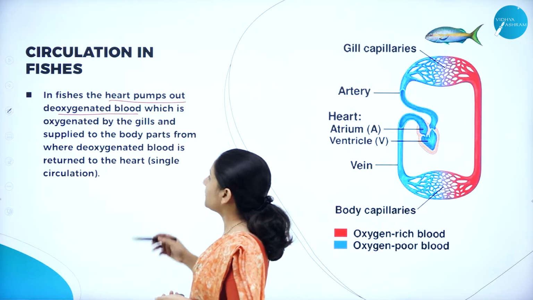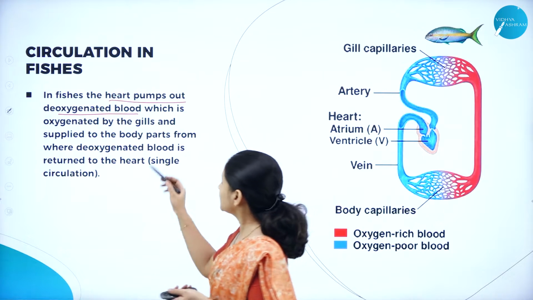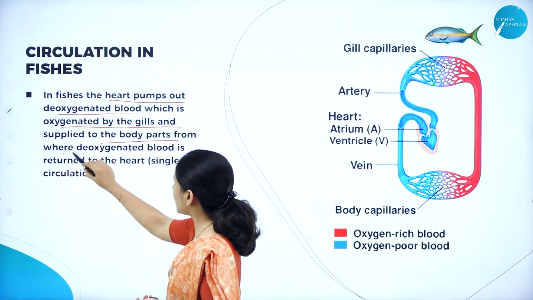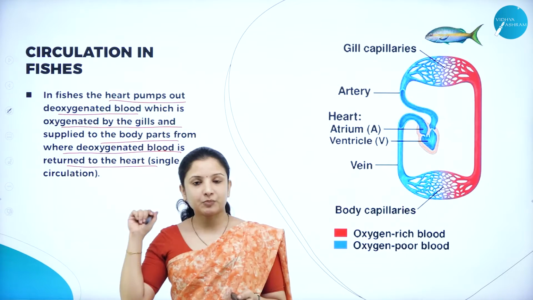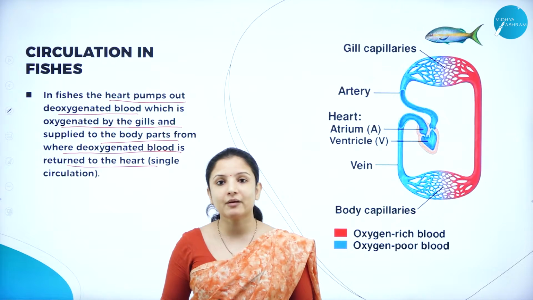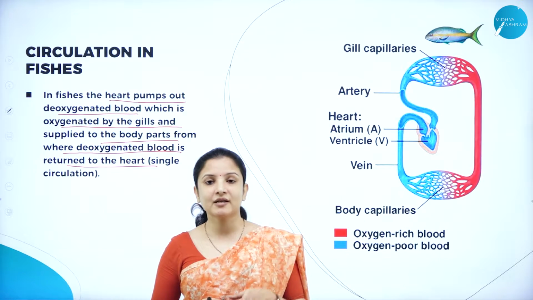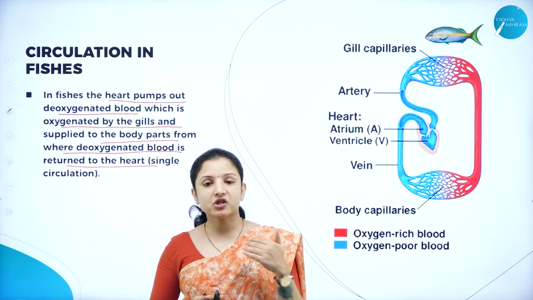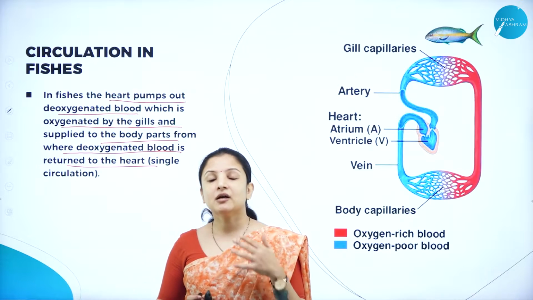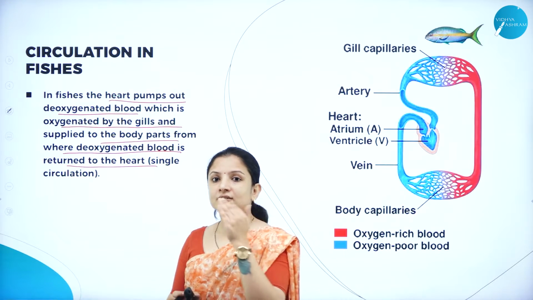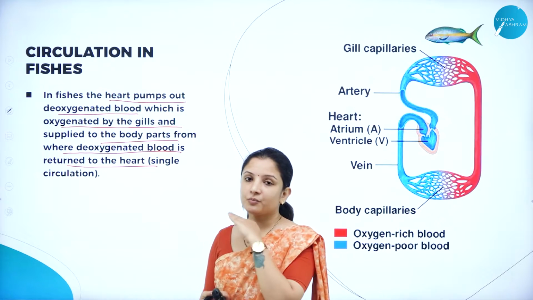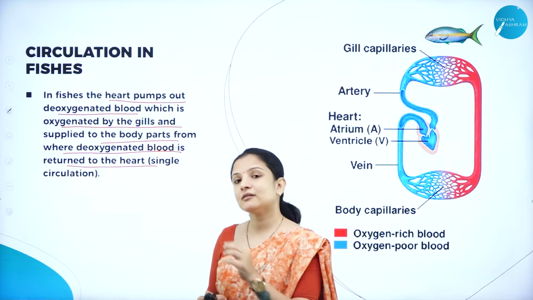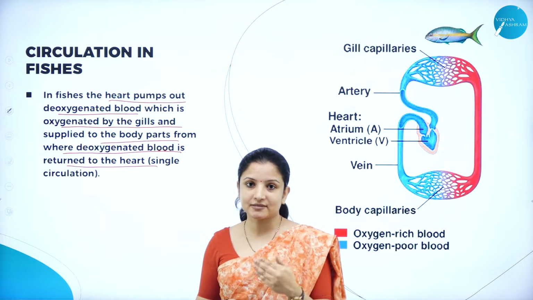So here in fishes, the heart pumps out the deoxygenated blood, which is oxygenated by the gills and supplied to the body parts, from where deoxygenated blood is returned to the heart. Be familiar with this because we have studied it already in the respiration process, right? How exchange of gases takes place between the pulmonary region and the heart, the cardiac region and the pulmonary region. The same concept comes here. So if you have forgotten that, please watch those videos and then come into this chapter so that you can understand even better.